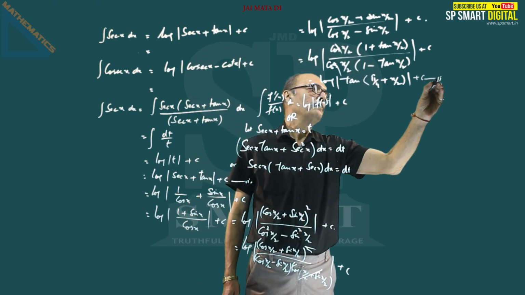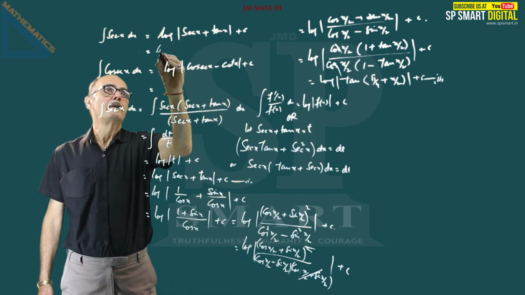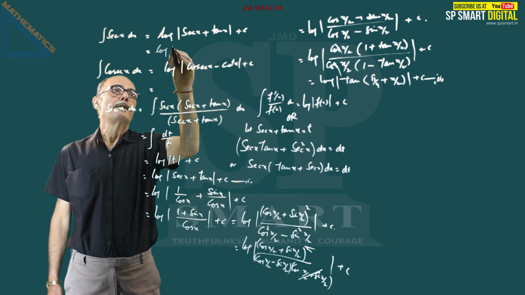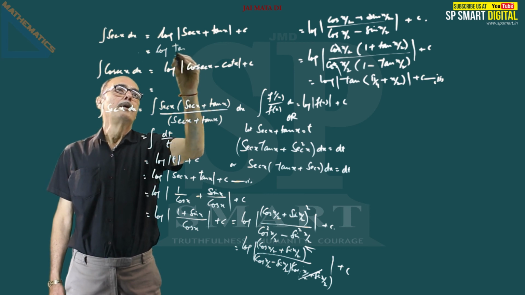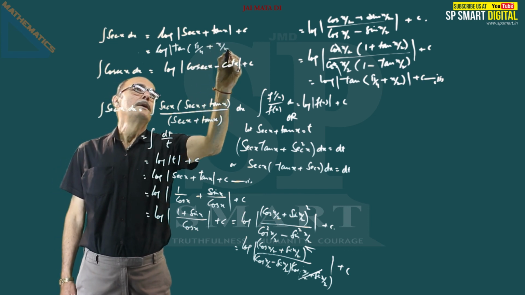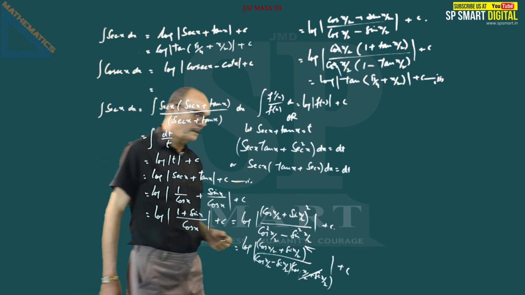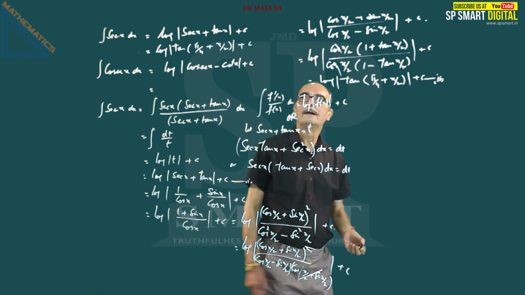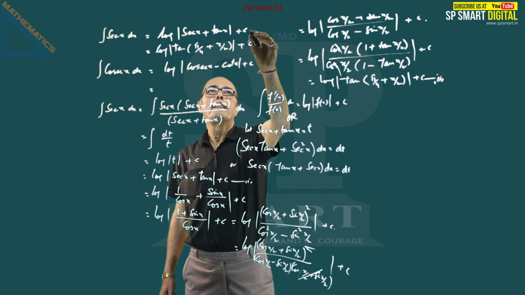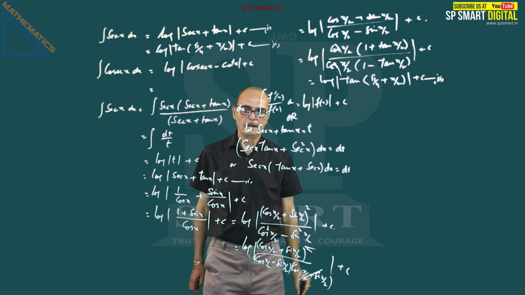This is the second form, which you can put here: log of tan of pi by 4 plus x by 2. Sometimes this second form of the formula is required in integration. This is the first form and this is the second form.